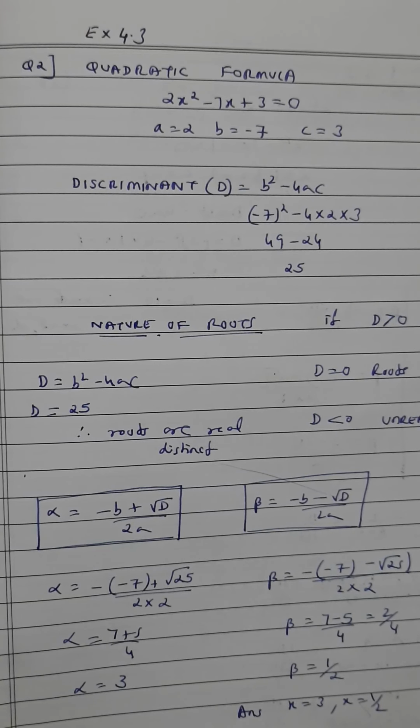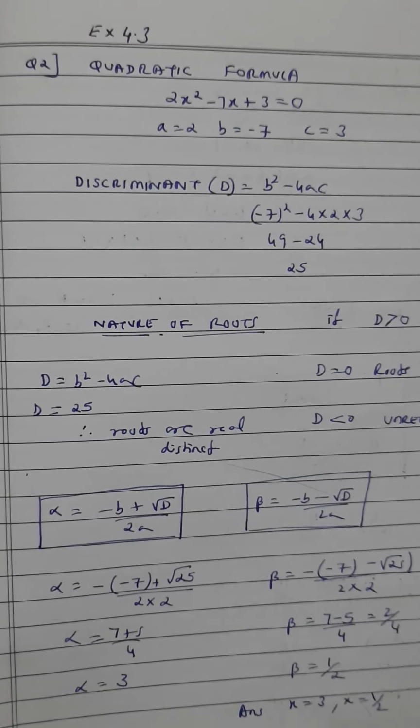Okay, now we come to the quadratic formula, that is exercise 4.3. So far we were doing all the questions based on splitting the middle term, and I had told you that the method of completion of squares is cancelled. So now what is this quadratic formula?